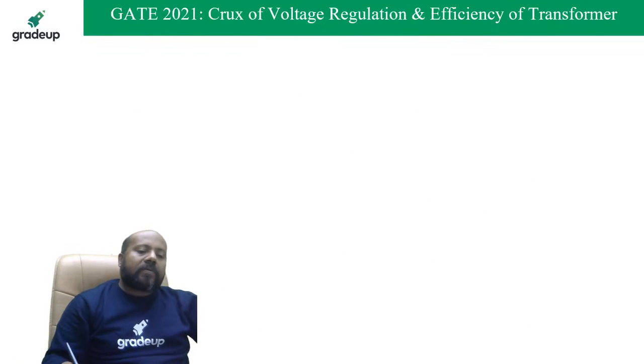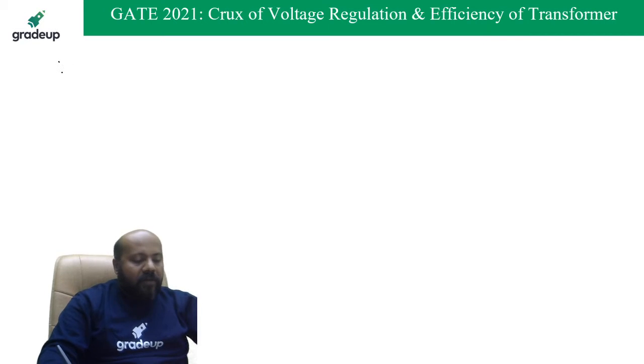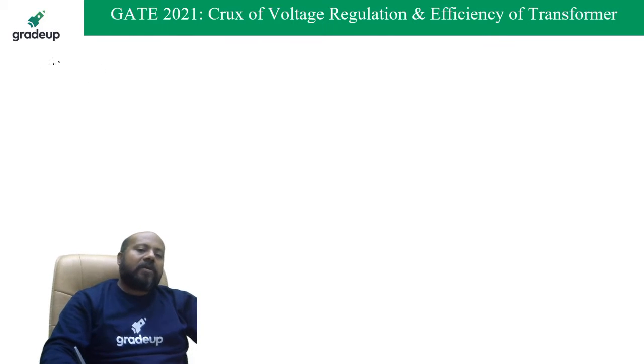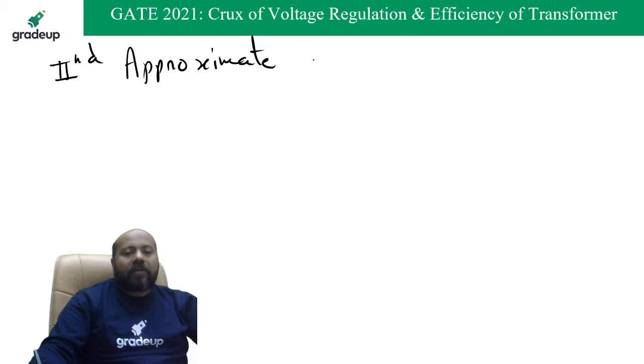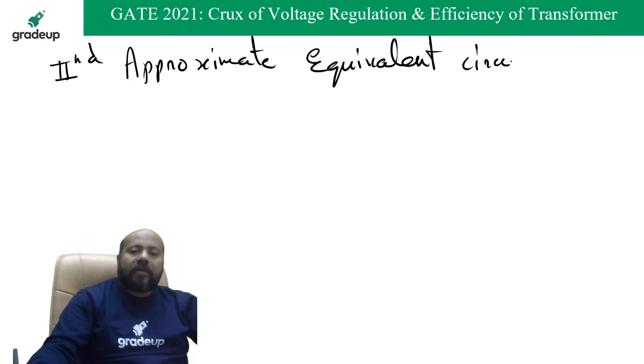Now I want to ask you that if you want to write the voltage regulation of the transformer, you tell me which equivalent circuit of the transformer you are supposed to use. We have three equivalent circuits of the transformer. Number one, the exact equivalent circuit. Second, the first approximate equivalent circuit. Third, the second approximate equivalent circuit. You must be knowing that we are going to use the second approximate equivalent circuit of the transformer.